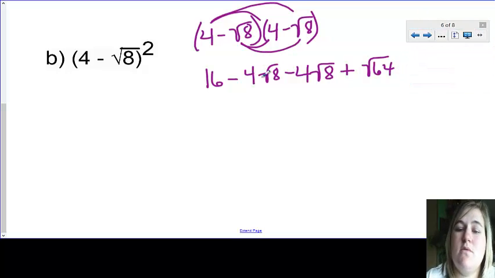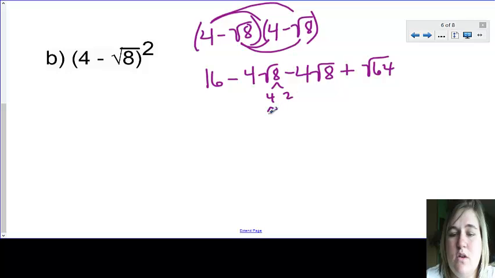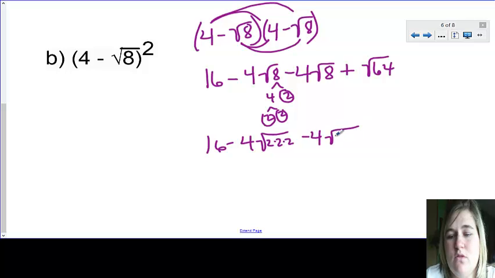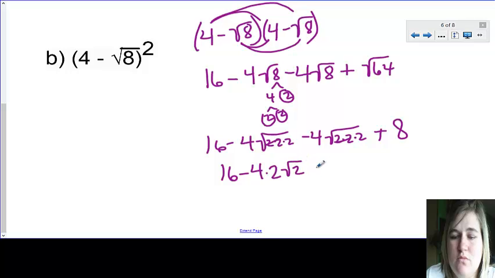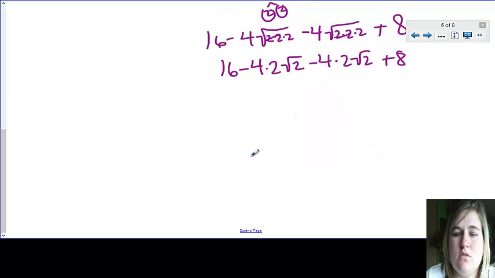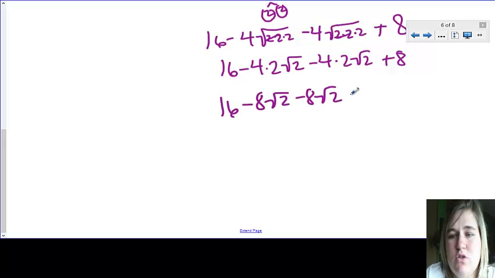Okay, so this one I do have some simplifying that I can do. 8 factor trees into 4 and 2 and 2 and 2, which is going to be the same thing for this one. So I have 16 minus 4 radical 2 times 2 times 2 minus 4 radical 2 times 2 times 2 plus radical 64. We should know that's a perfect square, so that's just going to give us 8. My double 2's, I can take a 2 out, so I have 16 minus 4 times 2 radical 2 minus 4 times 2 radical 2 plus 8. When I simplify that further, I have 16 minus 8 radical 2 minus 8 radical 2 plus 8.